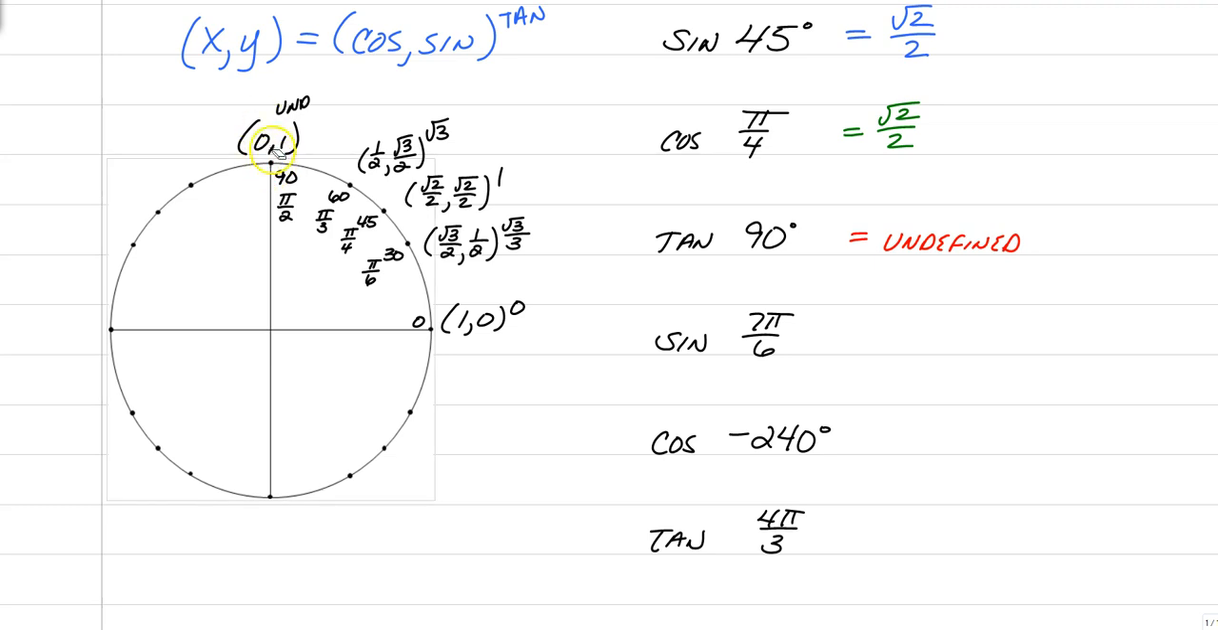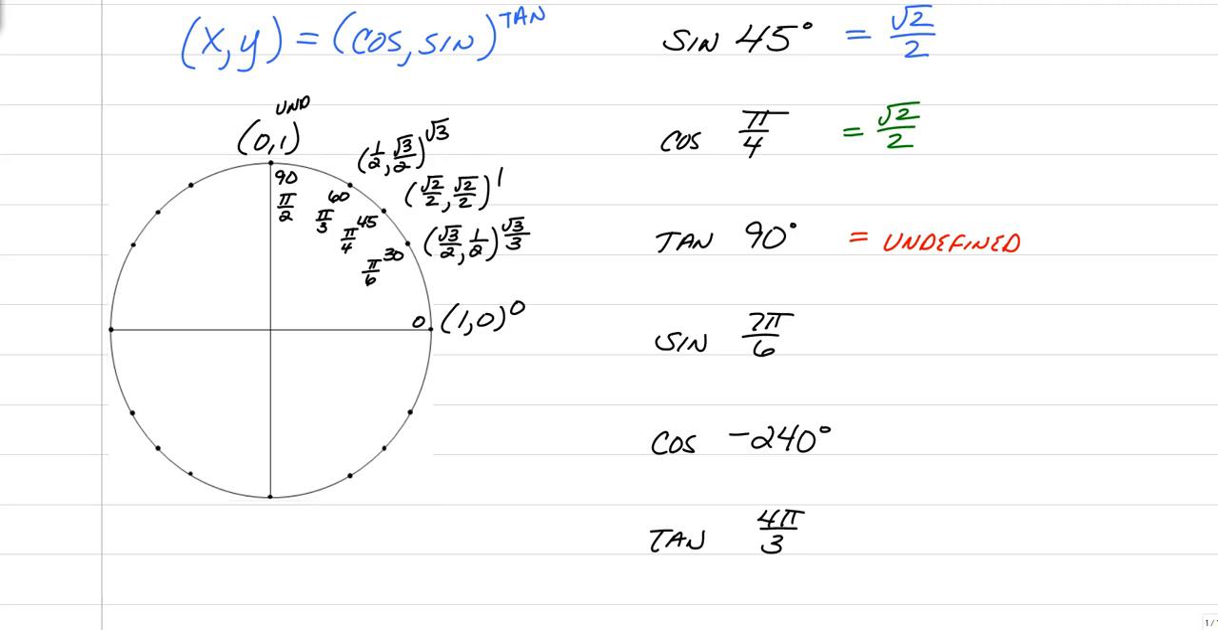Now we could talk about a couple other ones if you want, such as 30 degrees. If we were going to do the cosine of 30, we would pick the square root of 3 over 2. If we were going to do the sine of 30, we would pick 1/2. If we were going to do the tangent of 30, it would be the square root of 3 over 3. You just have to know where we are and that it's cosine comma sine.